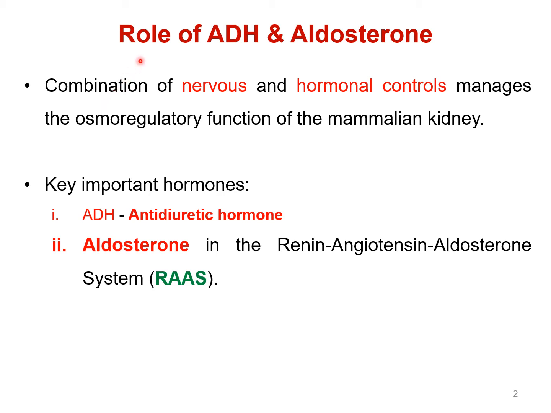So basically, the role of the kidney depends on the combination of instruction from the nervous system and also the hormones, the hormonal control. So these two, nervous and hormonal controls, manage the osmoregulatory function of the kidney. The two hormones are ADH, antidiuretic hormone, and also aldosterone in the renin-angiotensin-aldosterone system, RAAS. So you have to remember this. Renin-angiotensin-aldosterone system involves a series of reactions.